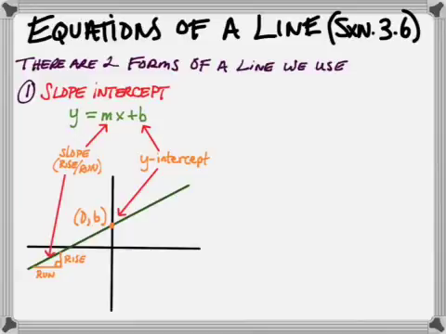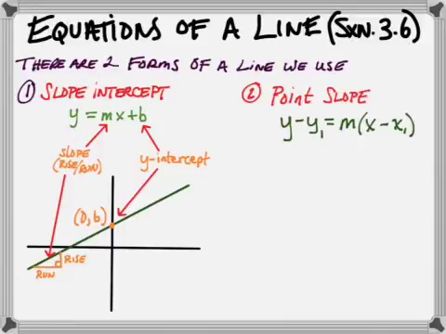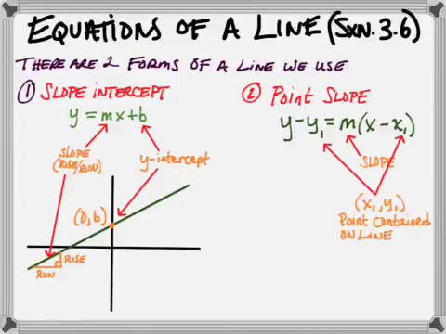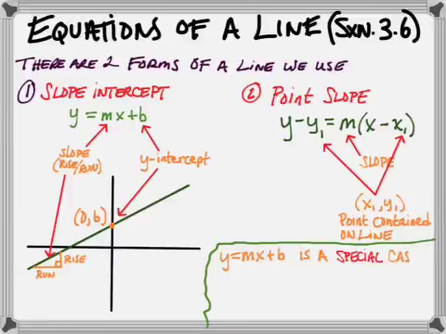Alright, I also have point-slope form, which is y minus y1 equals m times the quantity x minus x1, where x1 and y1 are a point that we know. Our slope is the same, given as m, and that is our ordered pair, the point that we know, or contained on the line. Now these are really the same form of the line.